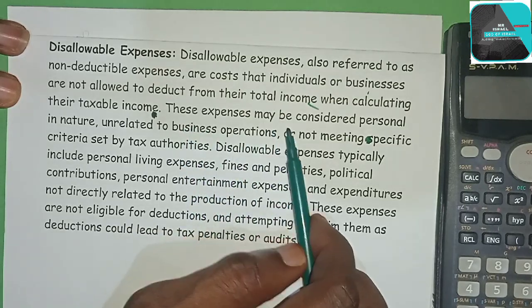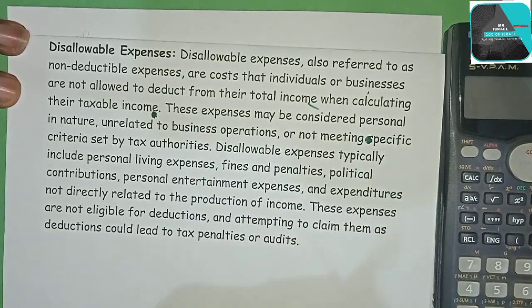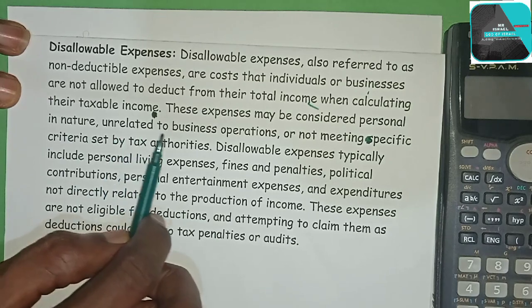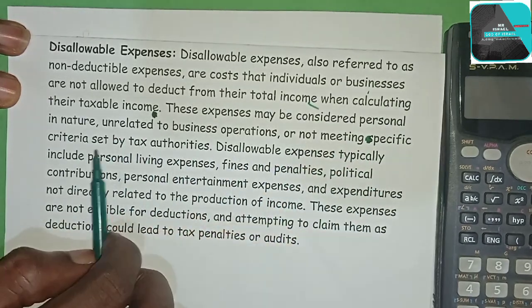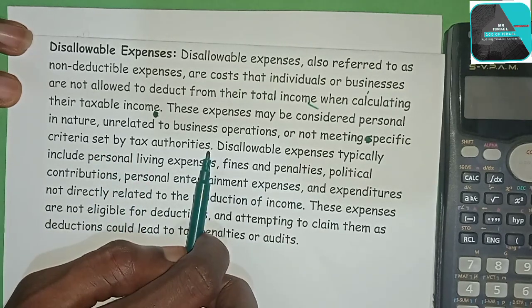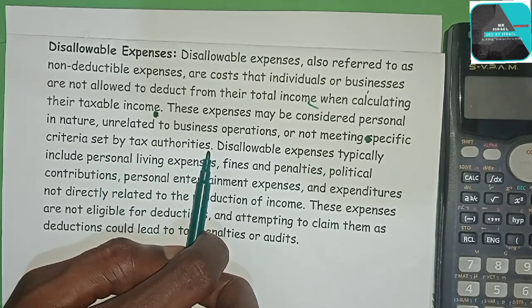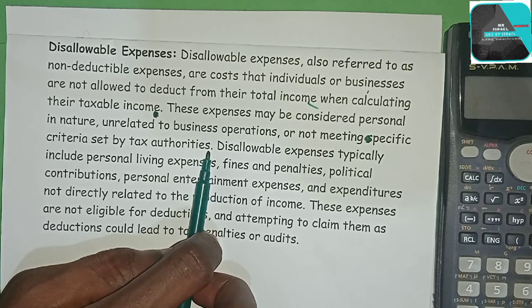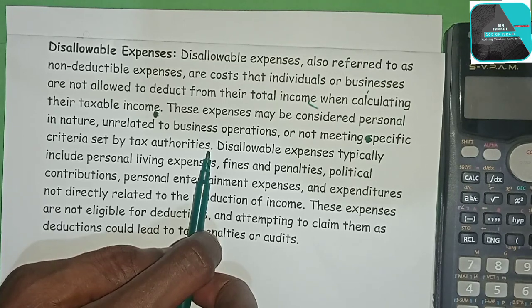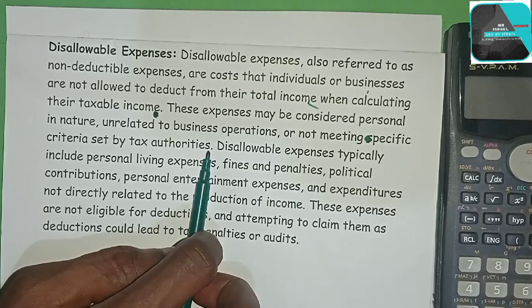These expenses may be considered personal in nature, unrelated to the business operation, or not meeting specific criteria set by the tax authority. It might be personal. It might not be related to the business. It might not be those ones that the tax authority permits. Any expense that the director is doing for personal use is disallowable. They are adding it back.